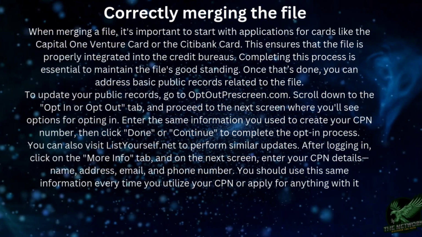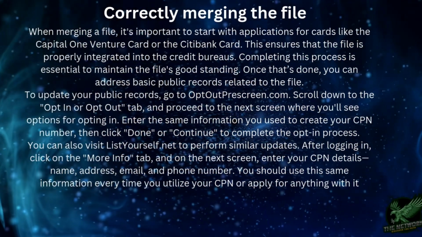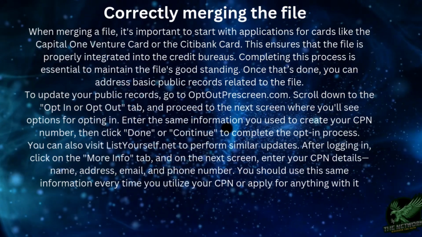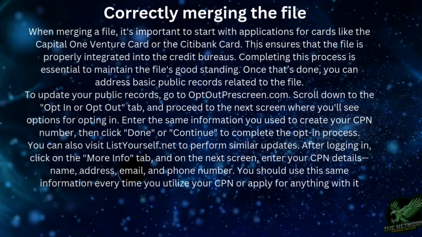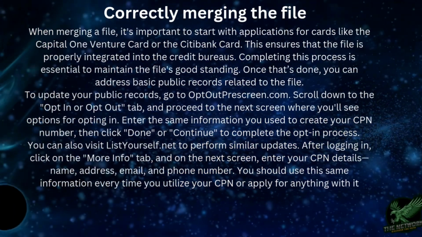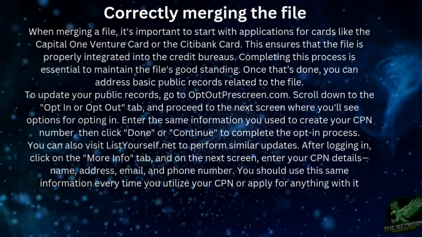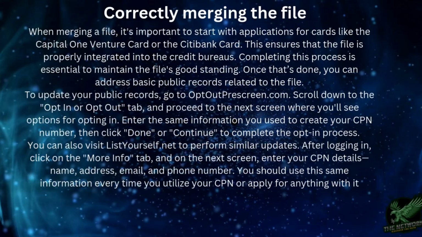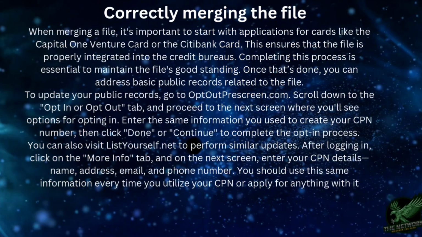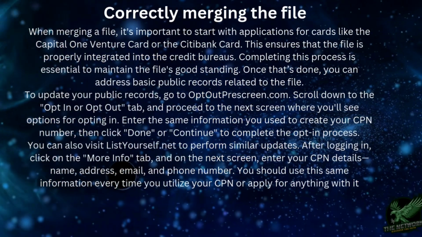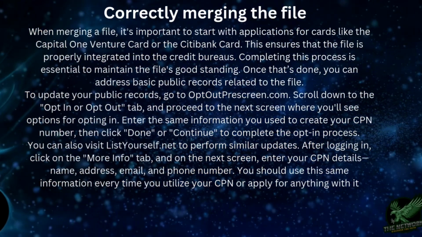To update your public records, go to optoutprescreen.com, scroll down to the opt-in or opt-out tab, and proceed to the next screen where you'll see the options for opting in. Enter the same information you used to create your CPN number, then click done or continue to complete the opt-in process. This is going to help you with your public records, and help you merge your file even more with the data collection agencies, which will help you verify your CPN at later dates when you're trying to use it for things.